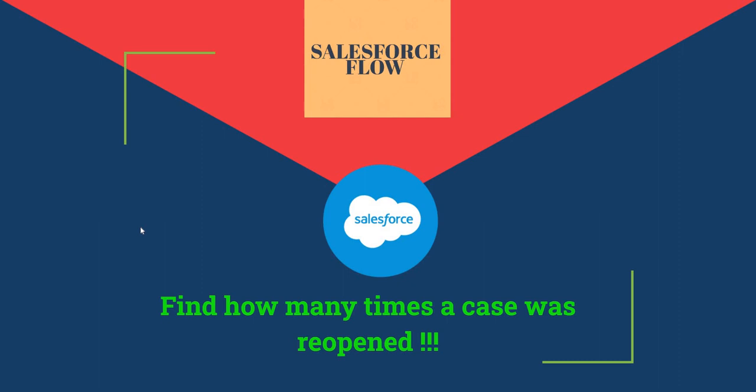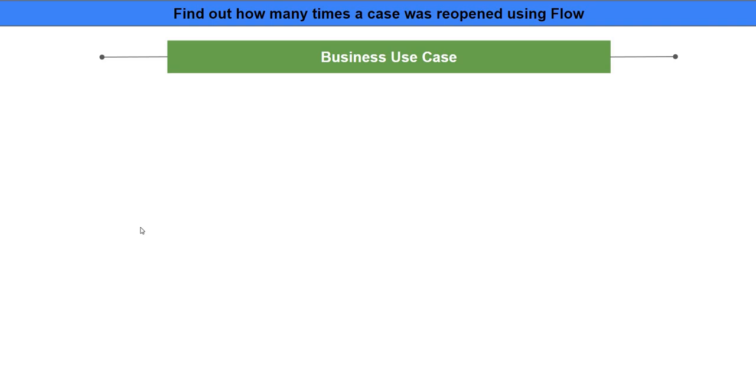All right. In this video, we're going to see how we can use a flow to find how many times a case was reopened. This is one of the common asks, especially from a customer service manager, to find the root cause why a case has been reopened multiple times, right? To help the customer service manager, we have to find out how many times a case was actually reopened, so that the service manager can pay attention and see what exactly went wrong, why the case was opened up multiple times, right? So this is the business use case we have taken up today.